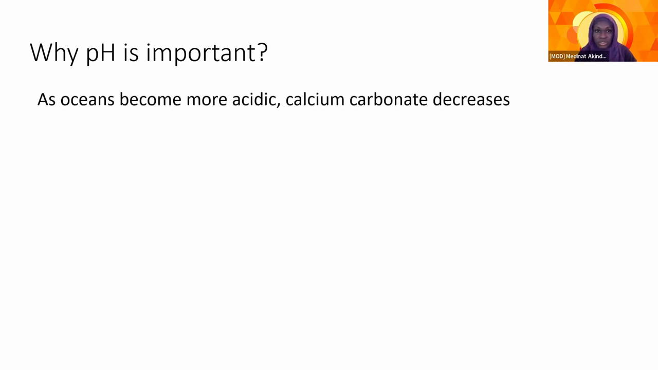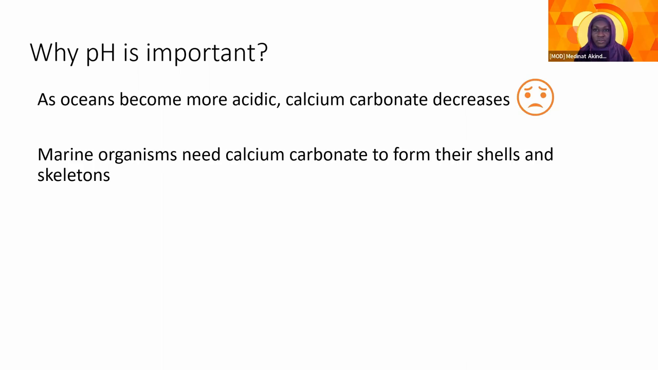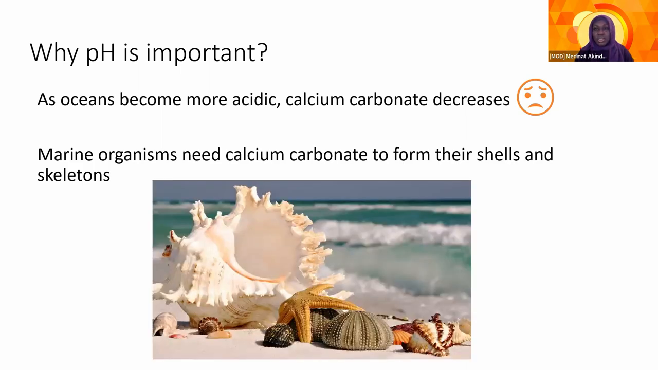The point that I want to focus on is that as the oceans become more acidic, calcium carbonate decreases, and this isn't great, particularly for marine organisms. They need calcium carbonate to form their shells and their skeleton. So this is really important for their structure.